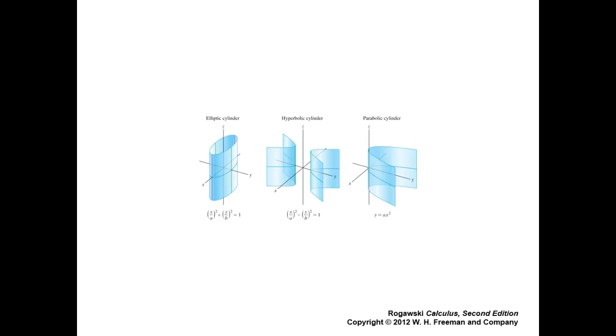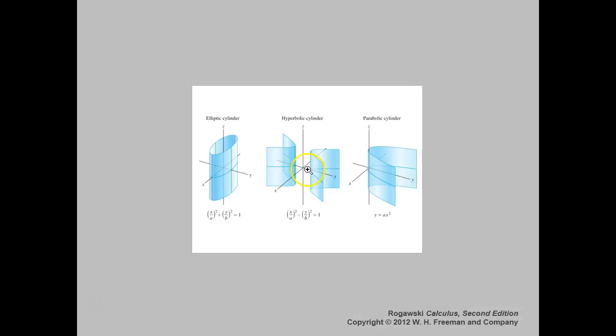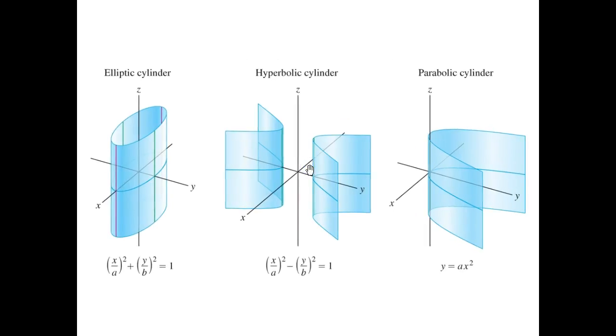And these then are three of your cylinders. I guess the major ones that you would need: the elliptic cylinder, the hyperbolic cylinder, and the parabolic cylinder. You could have a circular cylinder, but it's a special case of elliptic. Okay.